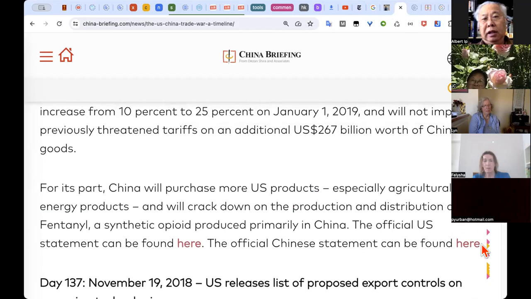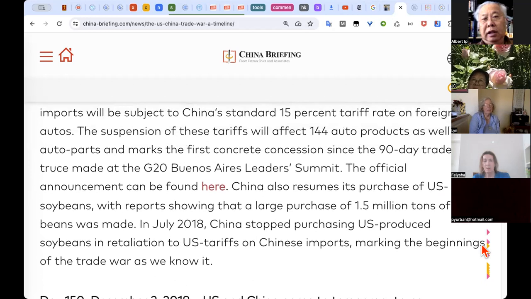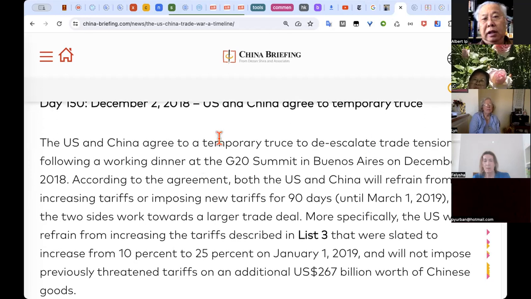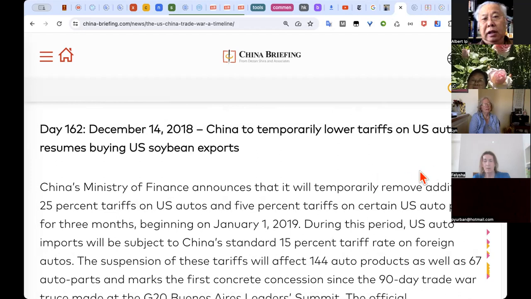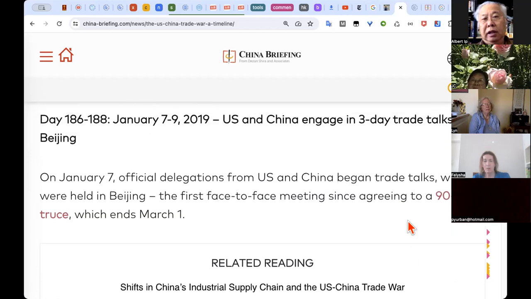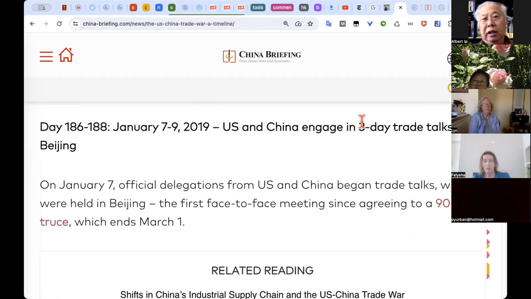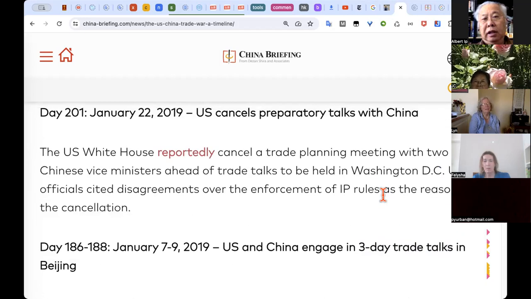Both sides talk, threat, talk, threat, talk, threat. And then sometimes when there's an opportunity, they have a working dinner at the G20 summit, and with that, temporarily lower tariffs. And then 3-day trade talks. Of course, they have to talk. What else can they do?